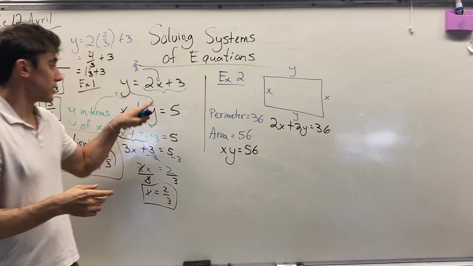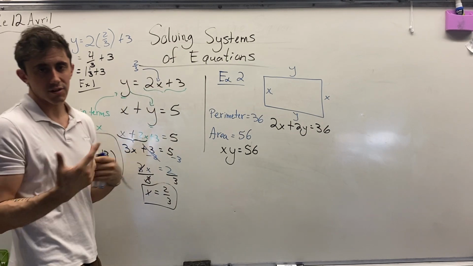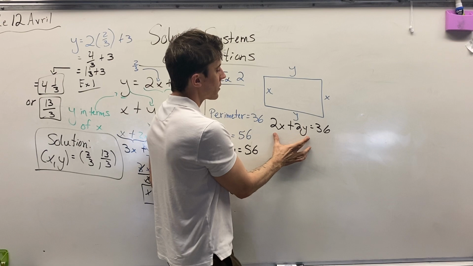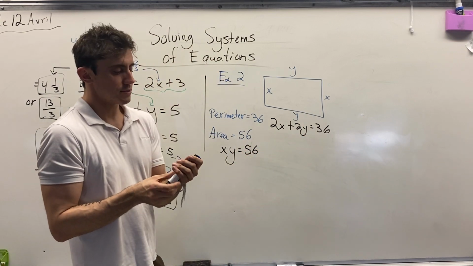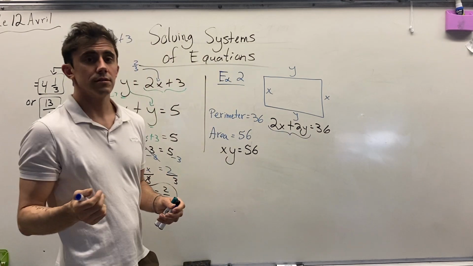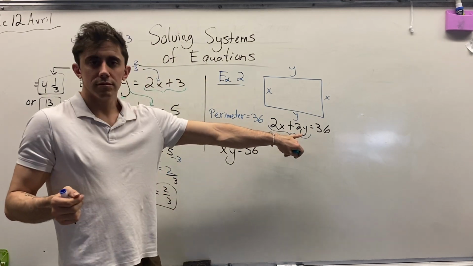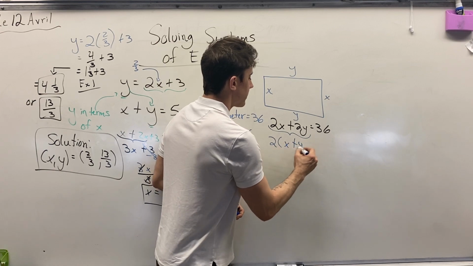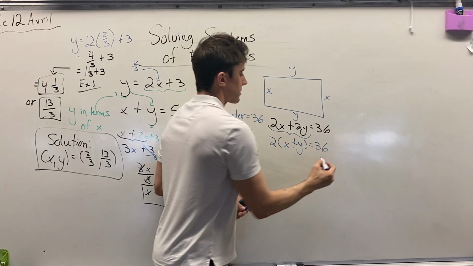Now, again, I'm going to use substitution because I do think that this translates better to more complicated functions later on. And so this first equation, 2x plus 2y is equal to 36, we can factor the left side. You might notice that we can factor a 2 out of both terms. And if we do so, we'll have 2 bracket x plus y is equal to 36.